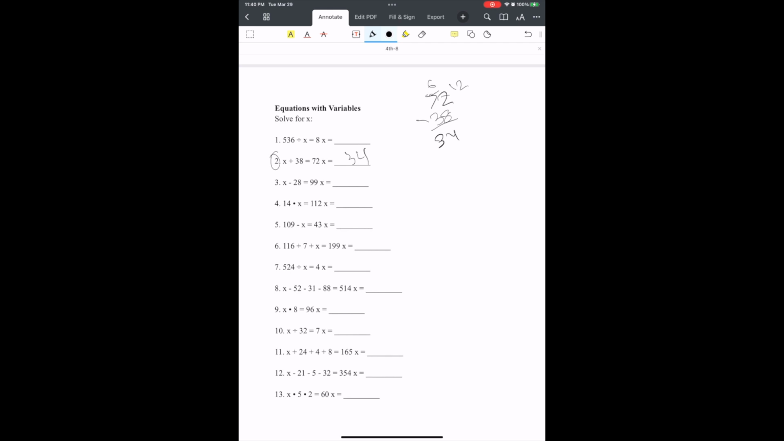Then number 5, you'd have to do the opposite of, actually, you don't really have to. Basically, since we know 109 minus x is equal to 43, that means 109 minus 43 should equal x. So 9 minus 3 is 6, and then 10 minus 4 is 6. So your answer is 66.